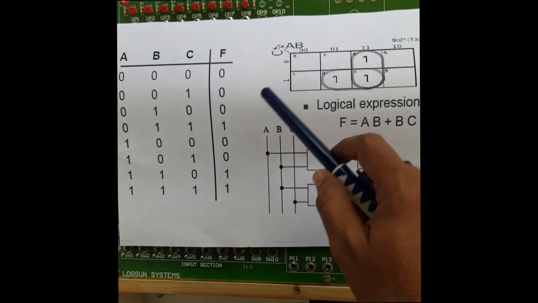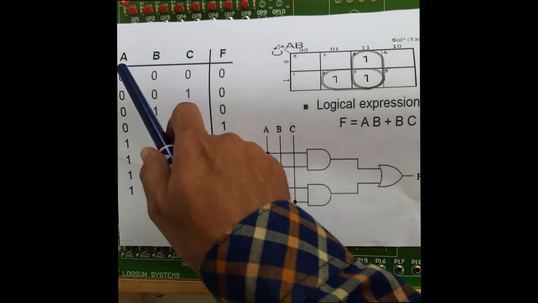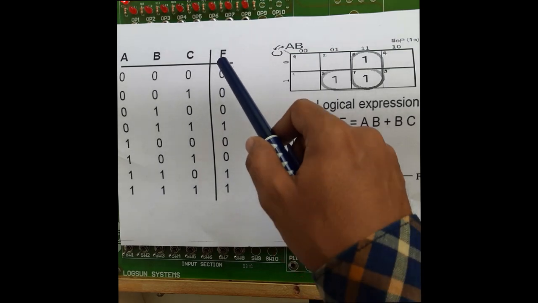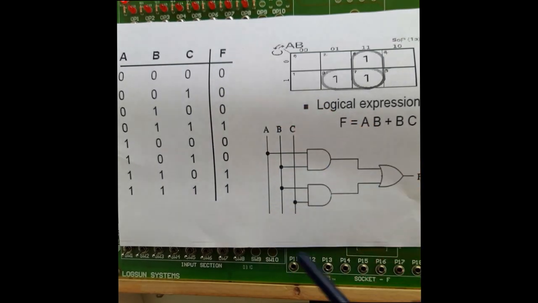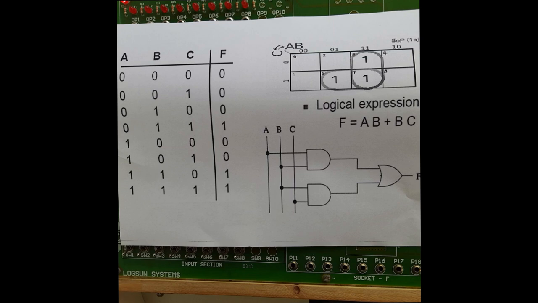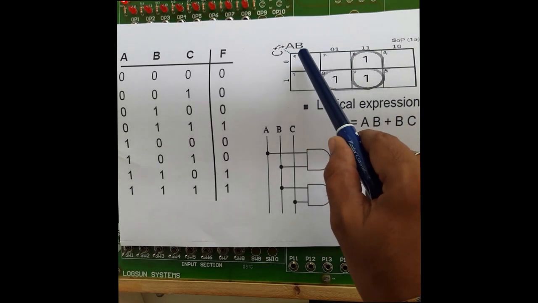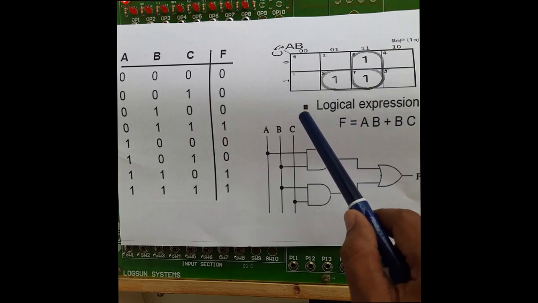Now from that truth table we need to design a K map. So how many input variables are there? 3 variables. And how many output variables? The output variable is only 1. In some cases, you may find there could be a number of output variables. So for every output variable you require 1 K map. Now here in our case there is only 1 output variable, so we require only 1 K map.